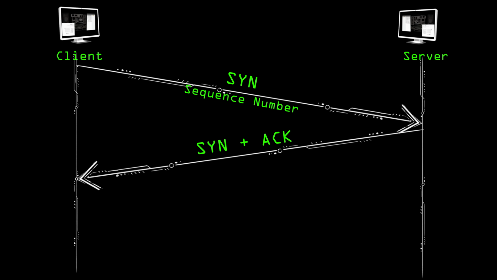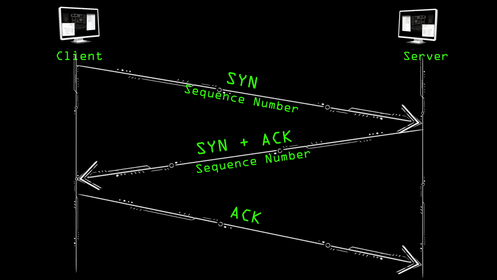This is equivalent to your friend answering the call and saying, "Hello, I can hear you and I am ready to talk." Here the server acknowledges the client request while also sending its own initial sequence number. Finally, the client sends an ACK or acknowledgement packet back to the server. This is like replying, "Great, I can hear you, let's begin our conversation."